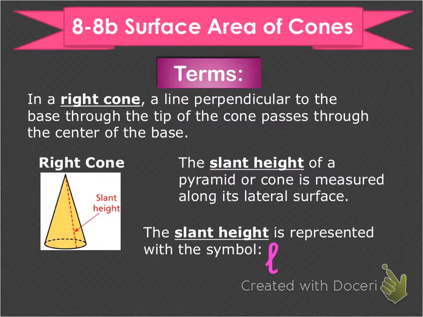Now, in a right cone, a line perpendicular to the base through the tip of the cone passes through the center of the base. The slant height of a pyramid or cone is measured along its lateral surface. Remember, lateral just means the side surface. And the slant height is represented with that symbol that kind of looks like a cursive L.